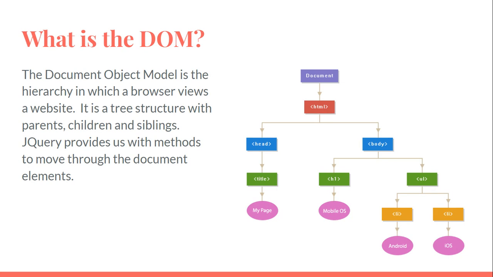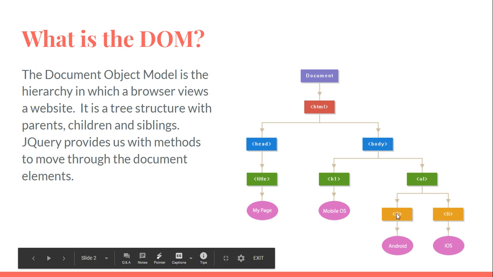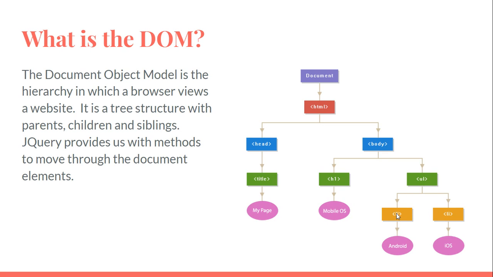And then jQuery provides us with methods to kind of navigate our way through the document, which means we can get in here and we can move over here and move our way down and access different pieces of it. It becomes really important when we want to add HTML elements or delete HTML elements on the fly with our jQuery.